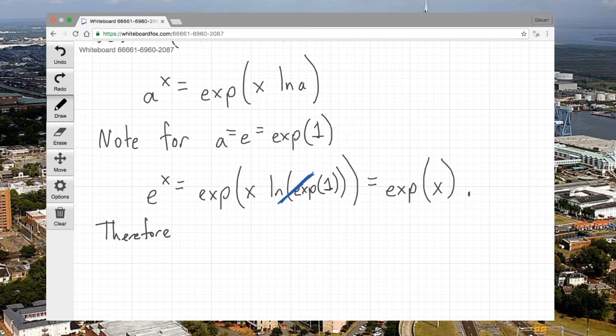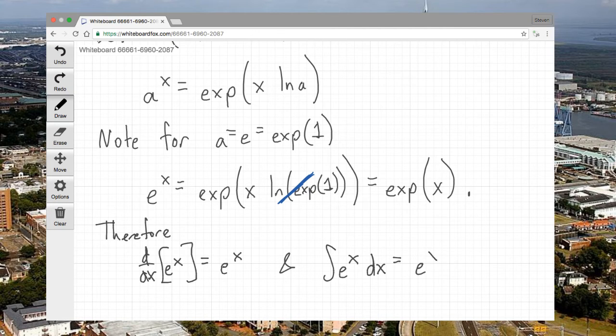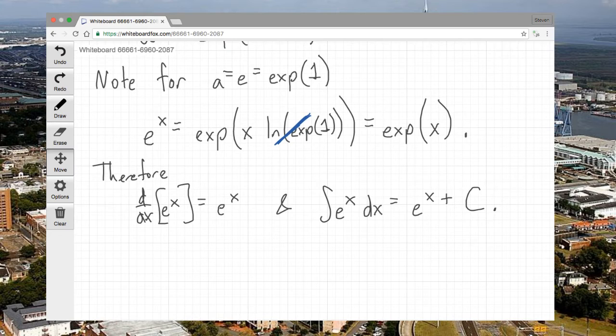Therefore, we get our nice properties that the derivative of e to the x is itself, and the integral of e to the x is itself plus c. And we can actually prove those properties now using this rigorous definition of the natural log, which involves the integral of 1 over x.